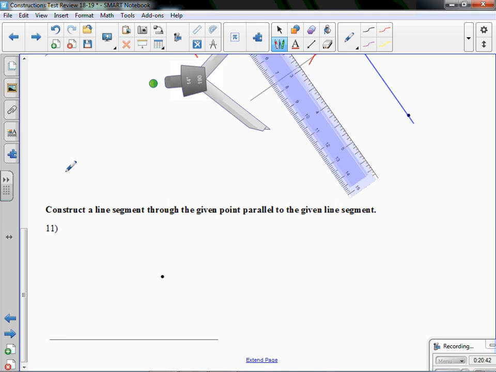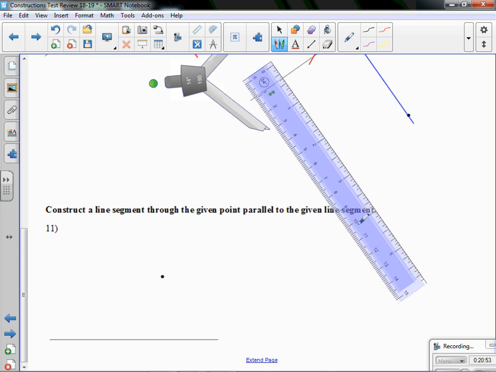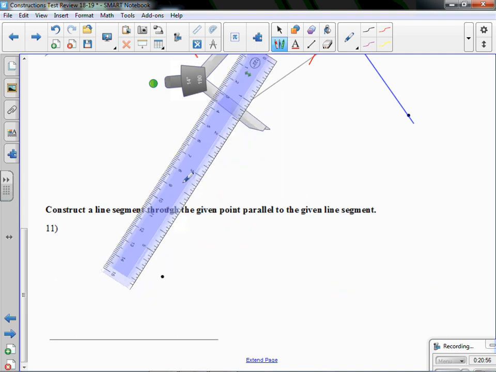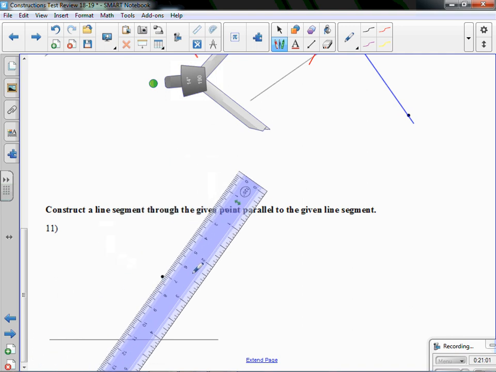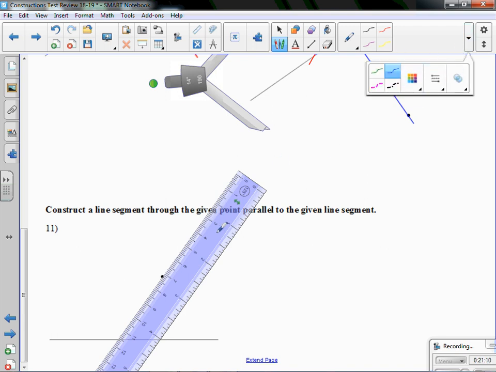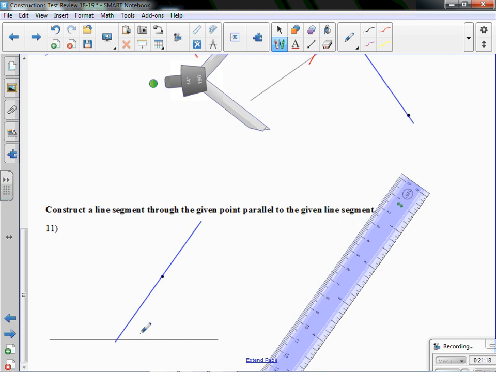Right, number 11, we're going to construct a segment through a given point parallel to the given line segment. So I want to make a line that goes to this point parallel to the line there below. First step is to take our ruler or straight edge, and we're going to make a long line that goes through the point and connects to the original line, like so. We're just making an angle right here because we want to copy this angle right up here at the point.